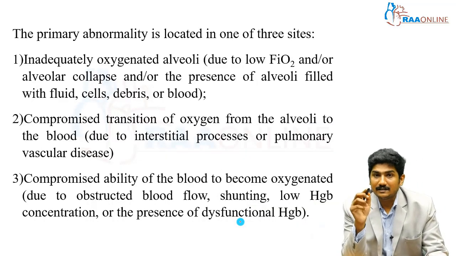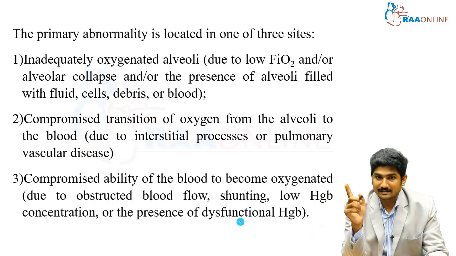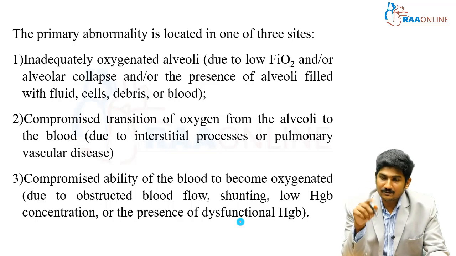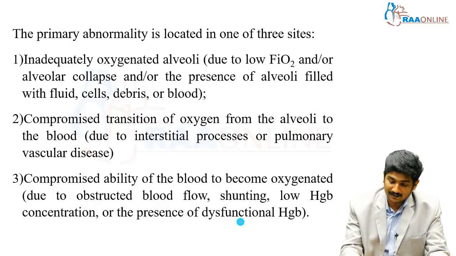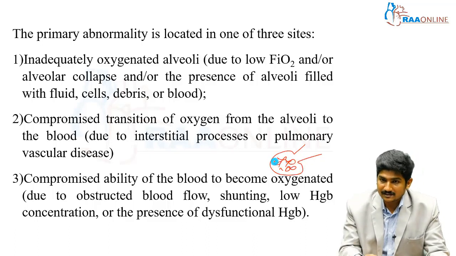The primary abnormality is located in one of the 3 sites which I mentioned now. 1, inadequately oxygenated alveoli, for example due to low FiO2 or alveolar collapse or the presence of alveoli filled with fluid, debris and blood, okay? So basically the alveoli has some issues. In that case also there won't be adequate oxygenation to the blood.